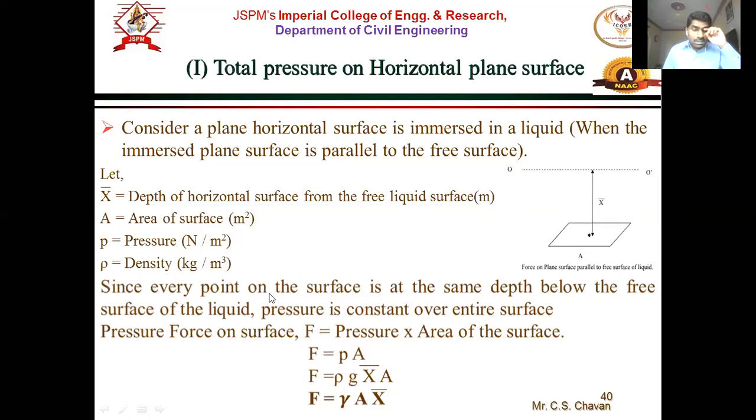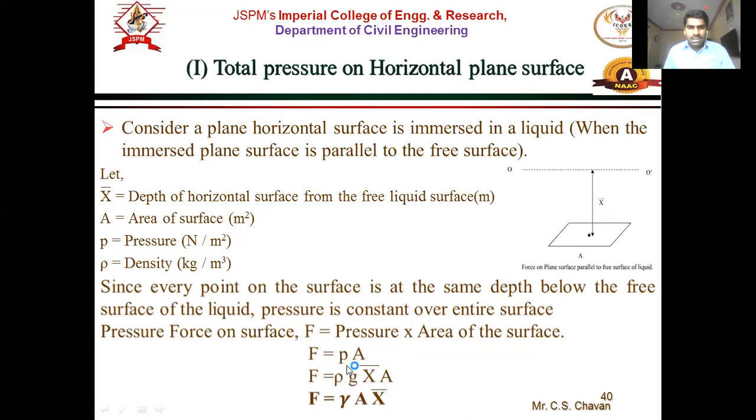Now since every point on the surface is at the same depth, just now we have discussed that at each and every point the pressure remains constant because it is a horizontal case. So the pressure is constant over this entire surface. Therefore, the pressure force F is nothing but pressure intensity multiplied by area, right? So to find the force, we will be multiplying the pressure with the area of the surface. So that will give you the force. So force is nothing but pressure into area, where P is the pressure, A is the surface area.